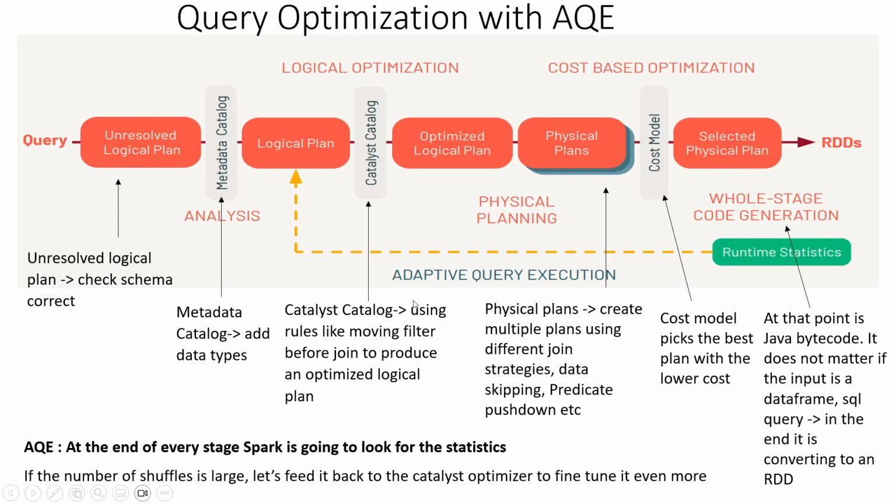But then we also have the adaptive query execution, which looks at the statistics, and if the number of shuffles is large, it feeds back to the Catalyst optimizer to fine-tune it even more. So there is a lot of optimization going on, logical optimization, cost-based optimization, and if there is a lot of shuffling, then we feed it back to the Catalyst optimizer once again. There is a lot of optimization going on here in order to achieve the best performance.